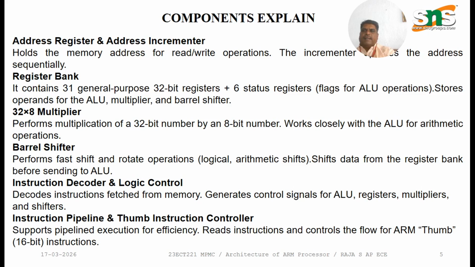32 cross 8 multiplier. It performs multiplication of a 32-bit number by an 8-bit number, and works closely with the ALU for arithmetic operations. Parallel shifter. It performs fast shift and rotate operations, such as logical and arithmetic shifts, shifting data from the register bank before sending it to the ALU. Instruction decoder and logic control. It decodes instructions fetched from memory and generates control signals for the ALU, registers, multiplier and shifters. Instruction pipeline and Thumb instruction controller. It supports pipelined execution for efficiency, reads instructions and controls the flow of ARM Thumb instructions.